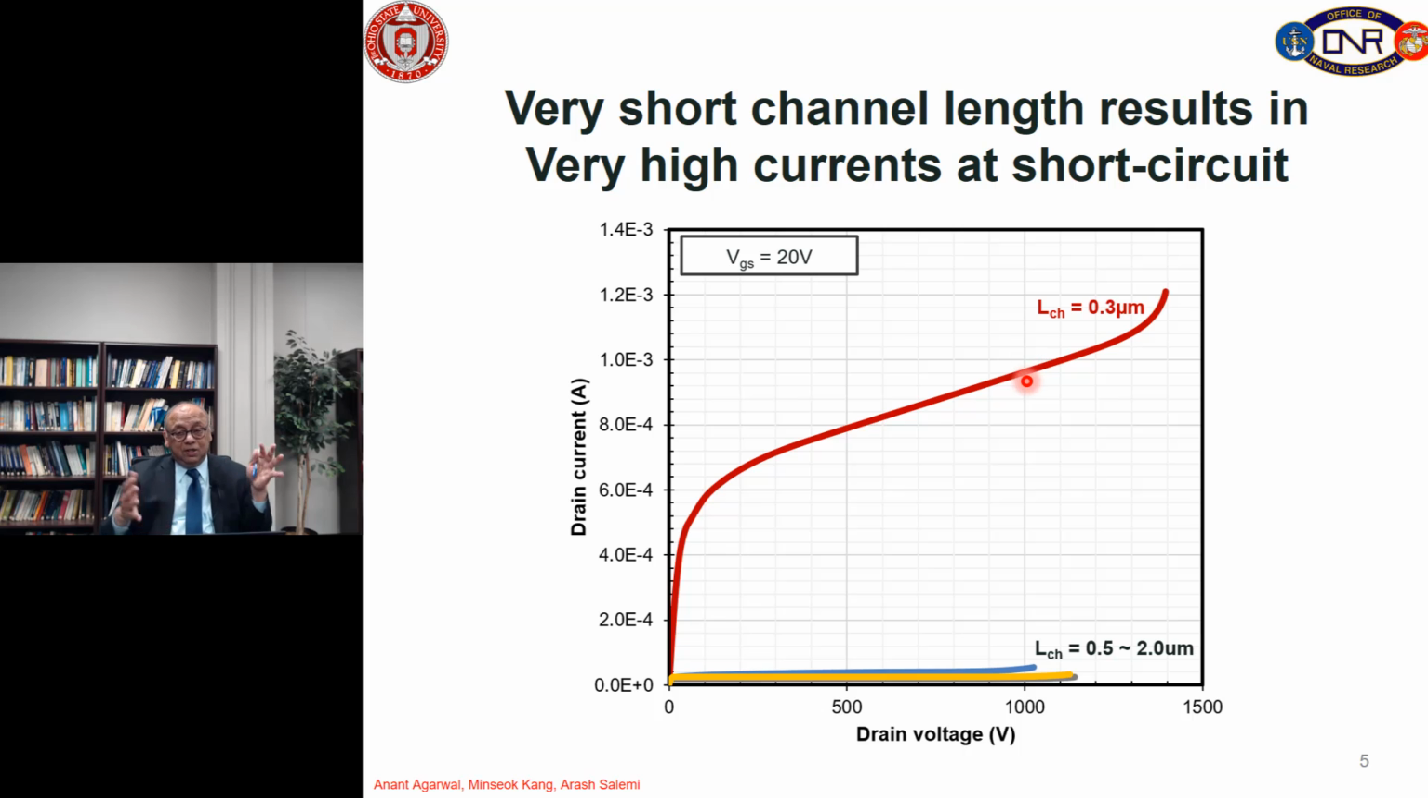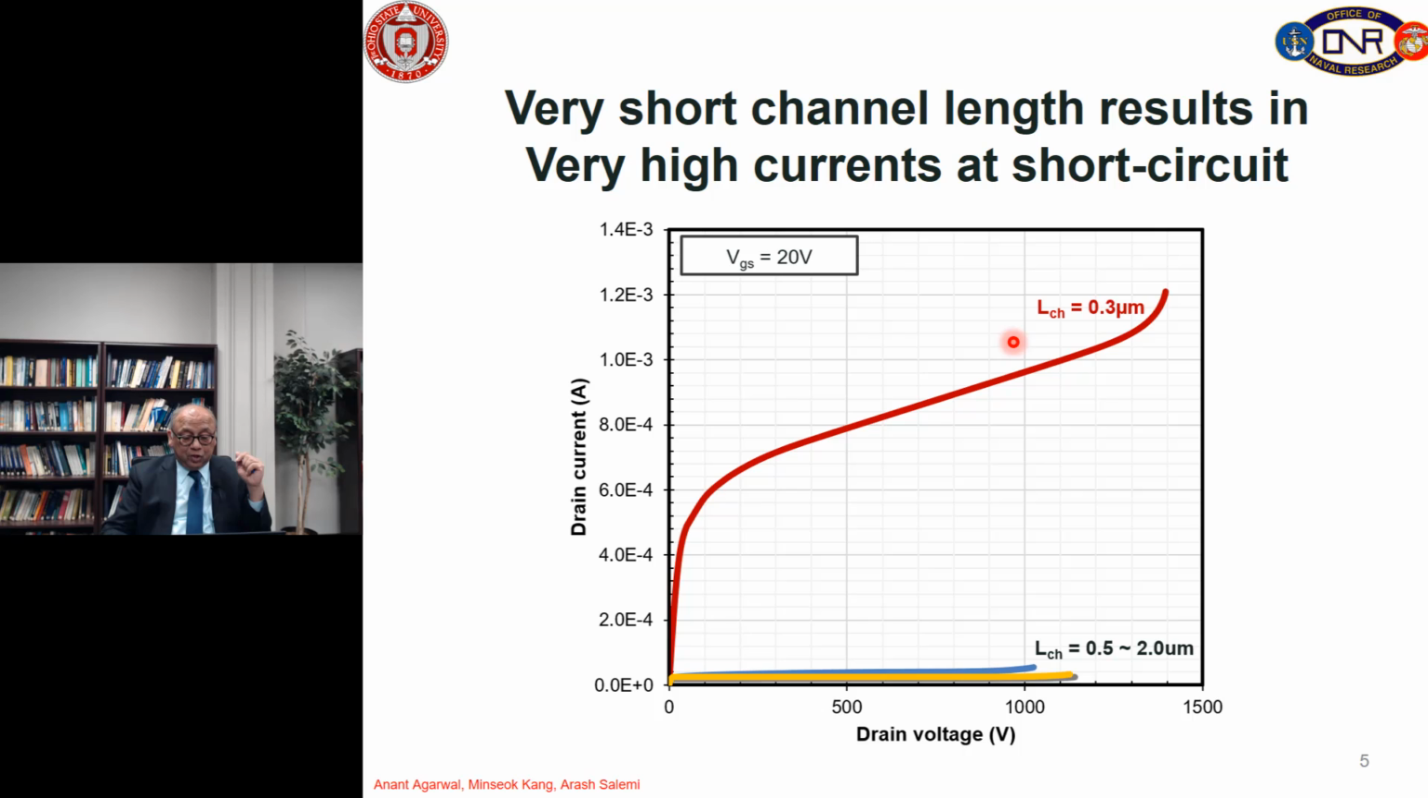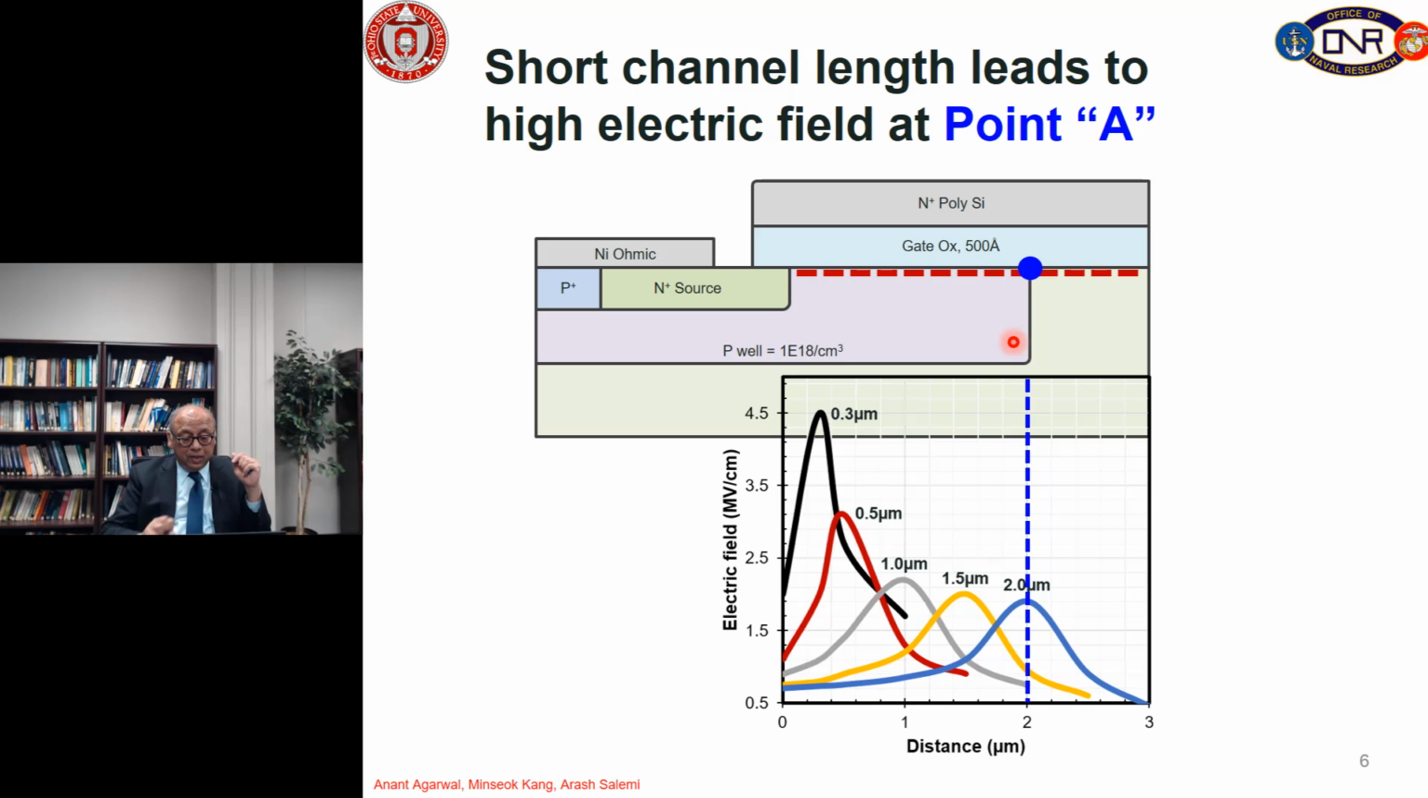So 6 microamp on-state current to 1 milliamp under short circuit is a huge range, and this device will certainly be destroyed within a microsecond or less. This current is so high. Even at half micron, this current is very high. So, what is going on?